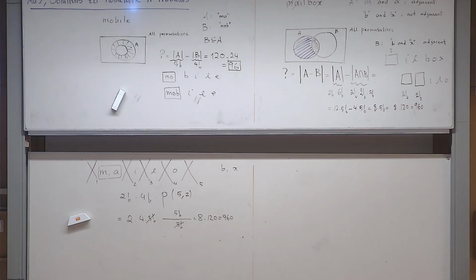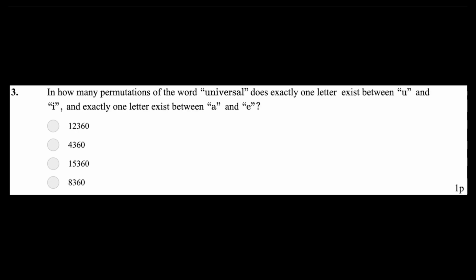Okay, so now let us go to the next problem. In how many permutations of the word universal does exactly one letter exist between U and I, and exactly one letter exists between A and E? Might be this is one of the hardest problems in this set. So I want to give you a little bit of time to think about it yourself, yes?